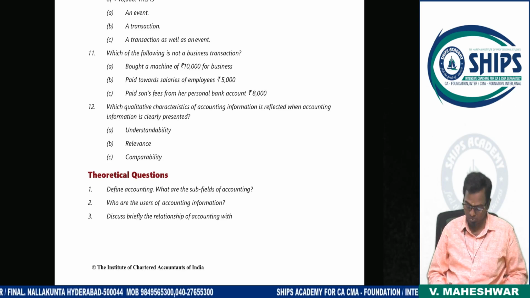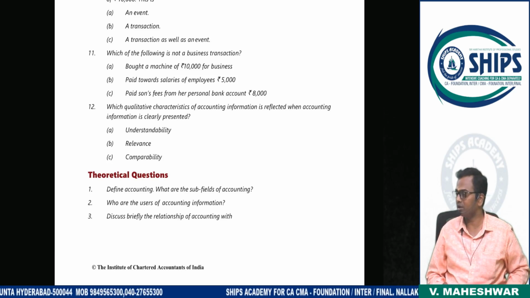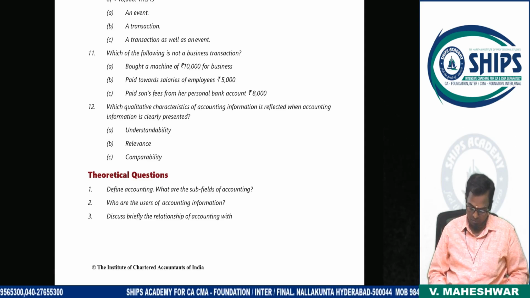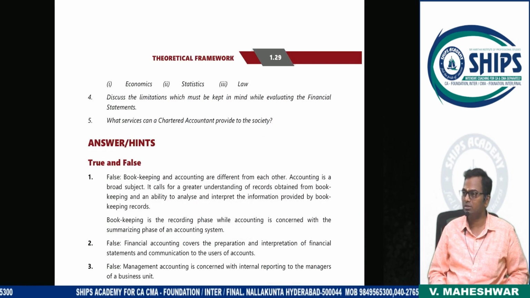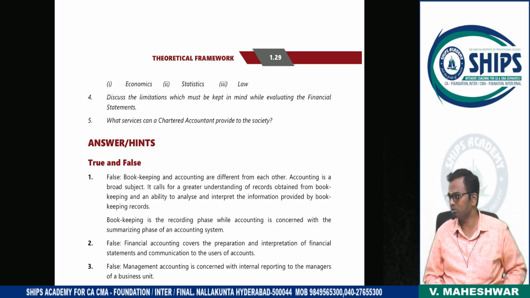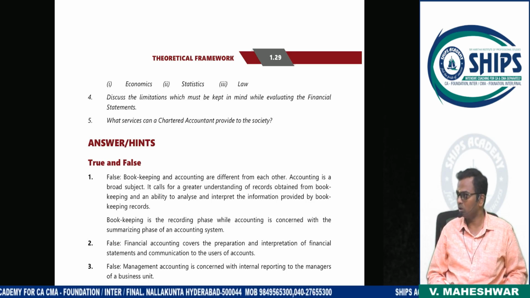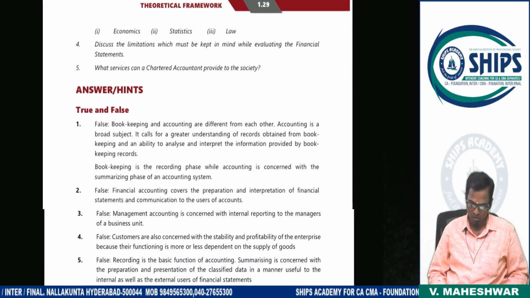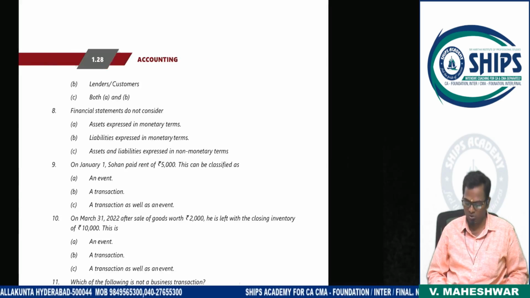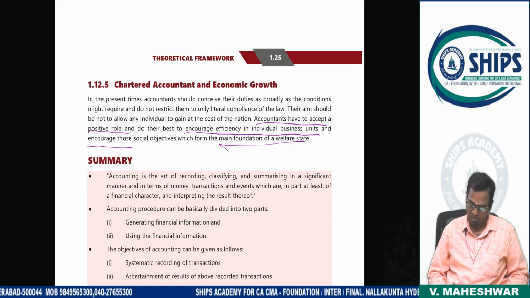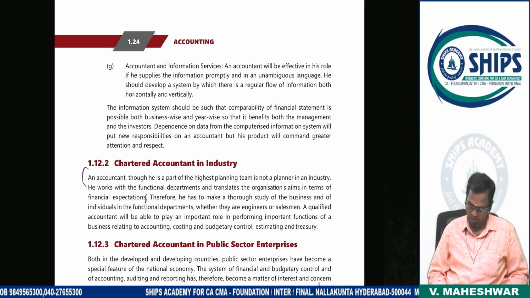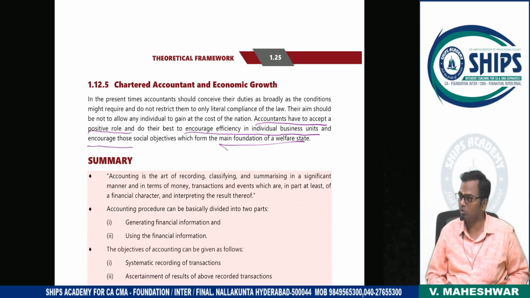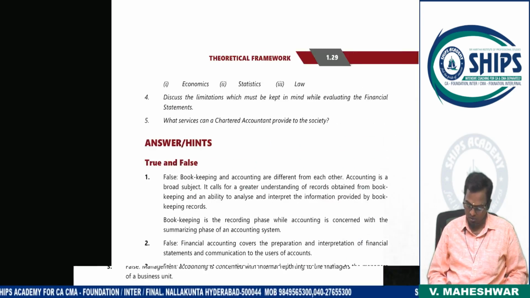Then theoretical questions, especially for CS students. Define accounting. What are the subfields of accounting? Running notes have already been given for that. What are the uses of accounting information? Already given. Discuss briefly the relationship between accounting and economics, statistics, and law. We have social also, but he's asking only economics, statistics, and law; mathematics is not asked. Discuss the limitations. Just now we discussed the limitations, the disadvantages. What services can a chartered accountant provide to society? Just now we covered chartered accountant and economic growth, to the industry, to the public, in framing fiscal policy. Economic growth is nothing but growth for a society. So these are the first unit.